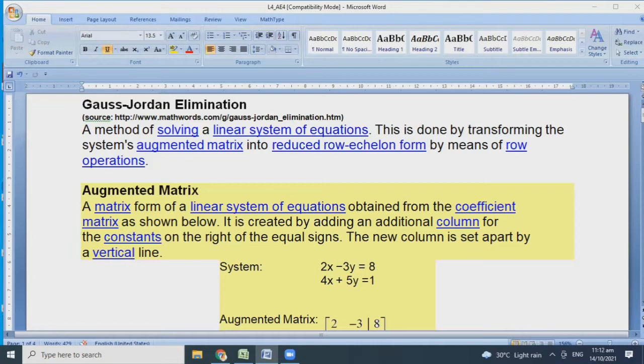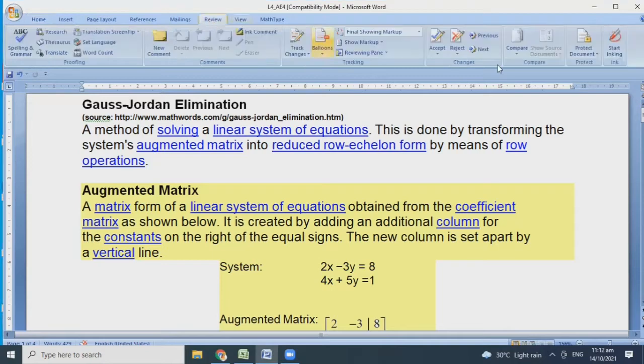This is a process of elimination because we have a common elimination method to find the value of the variables. But this is a special one, Gauss-Jordan Elimination. It is a method of solving a linear system of equations. This is done by transforming the system's augmented matrix into reduced row echelon form by means of row operations.